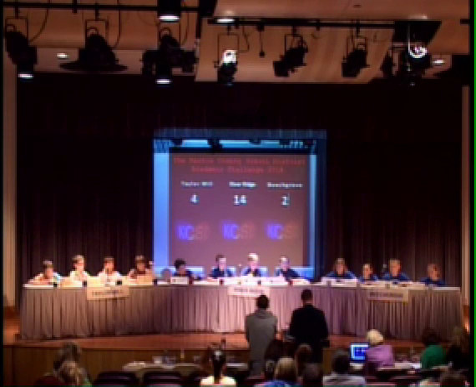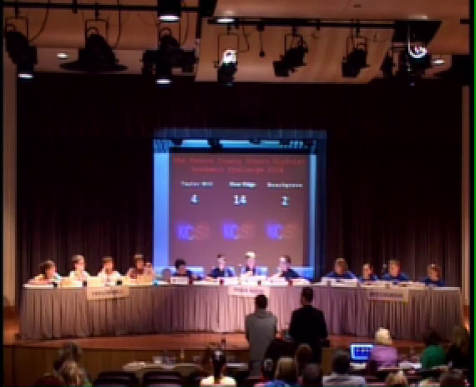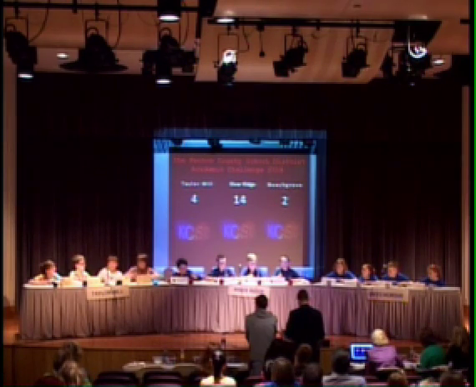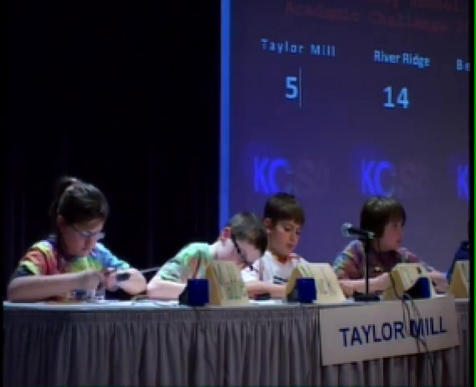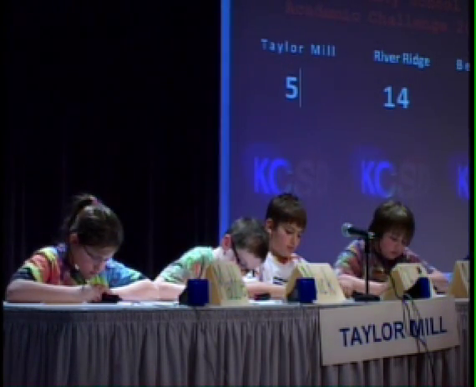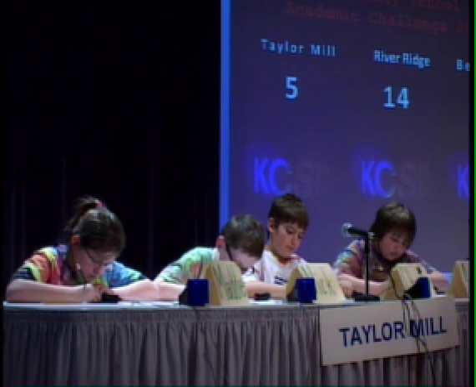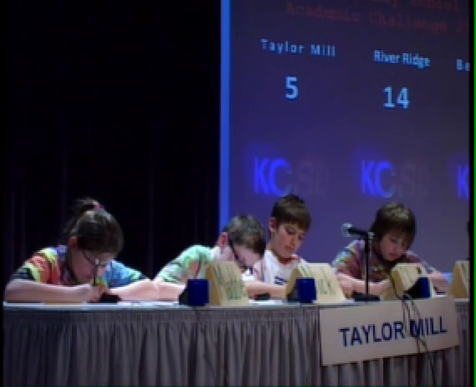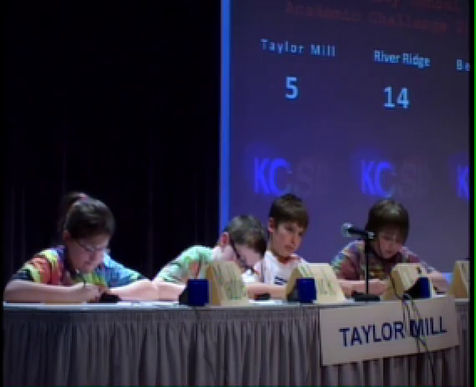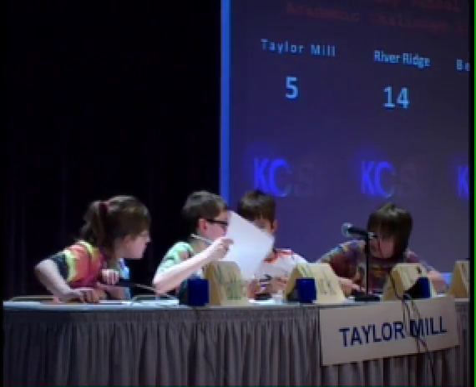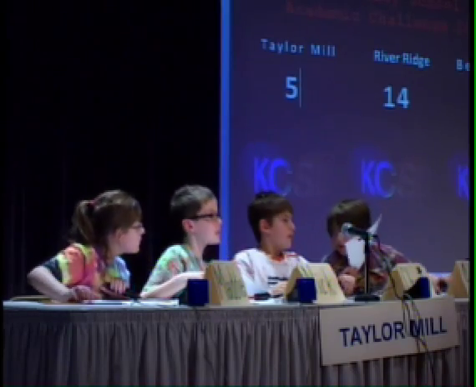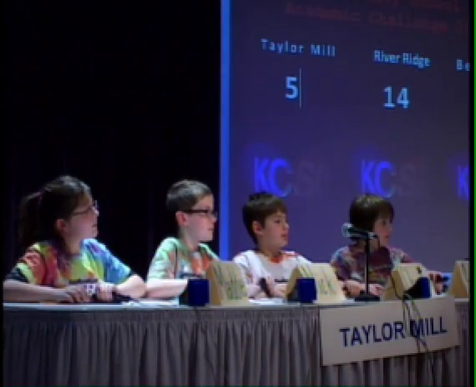Toss-up 7. It is one of the 3 main types of rock. Identify this type of rock that has changed in form as a result of chemical reactions, heat. Taylor Mill Ada. Metamorphic. Correct. Bonus 8. Divide the following and express as a mixed number. 10 and 1/5 divided by 2/5. Five and 1/5. Incorrect. 25 and a half.